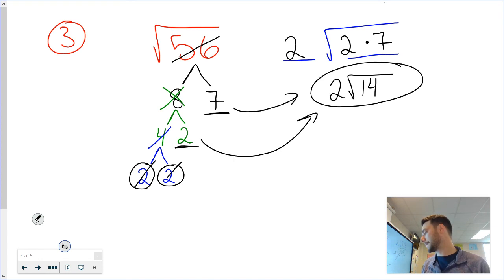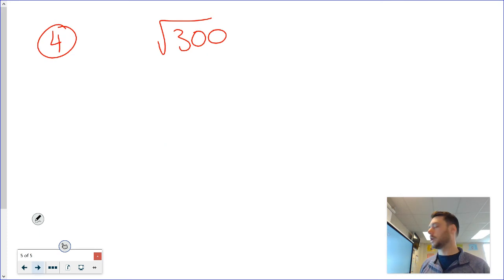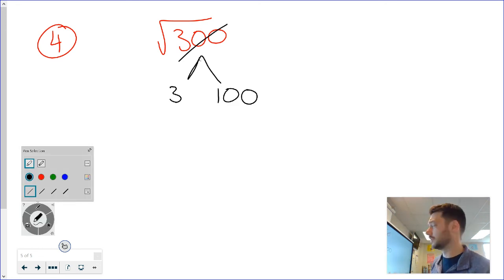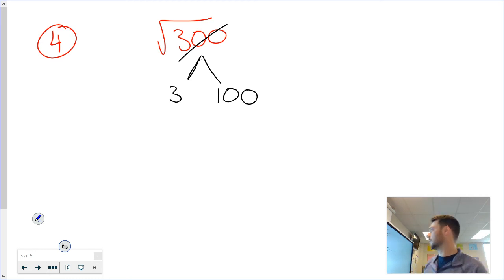Cool? Okay. Last one. It's a big boy. We'll break it down. Break down 300. This is 3 and 100. There's a bunch of different things you could use. 30 and 10. You could use, I don't know, I'm sure a bunch of other stuff. Once again, it doesn't matter what order you break it all down in, it'll still work.